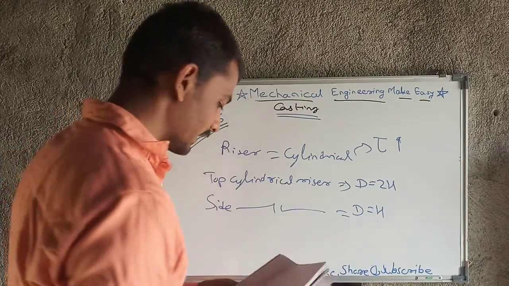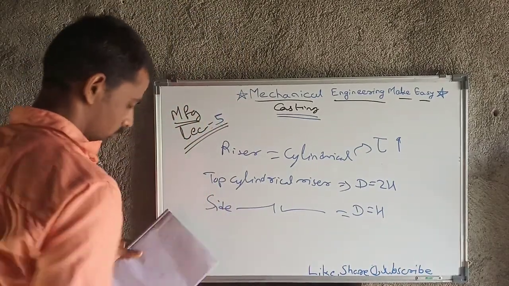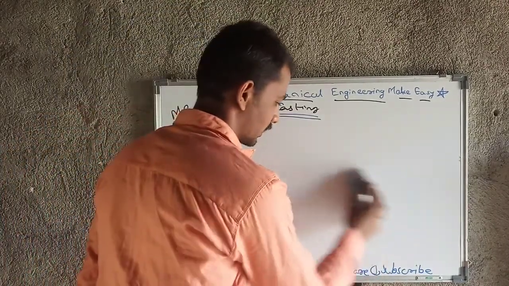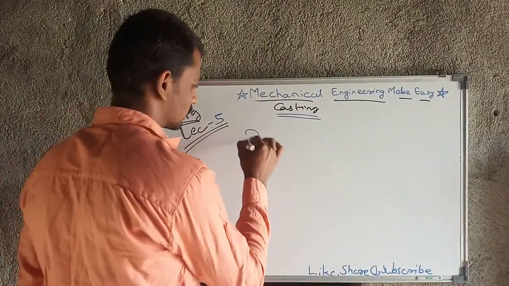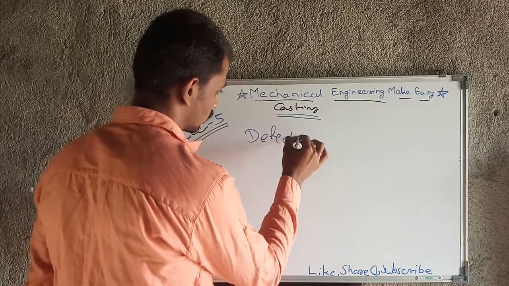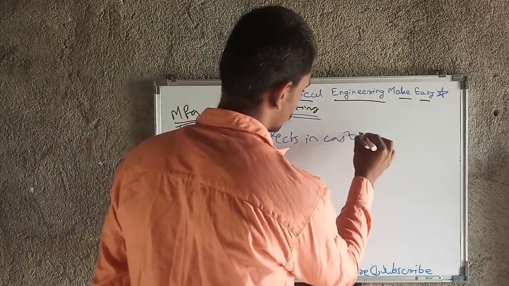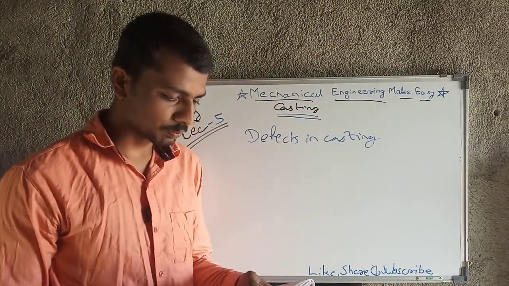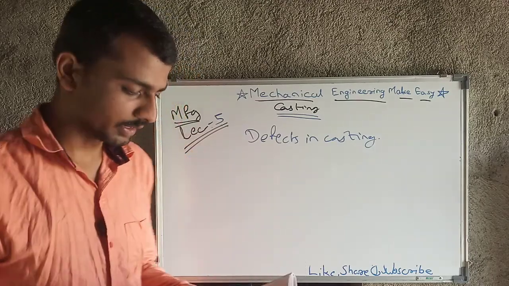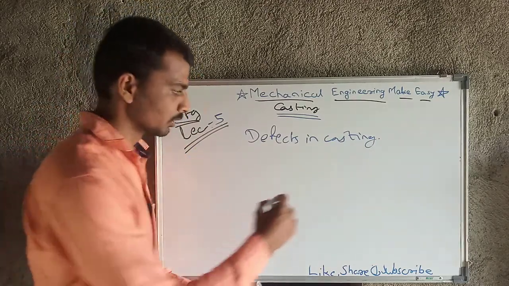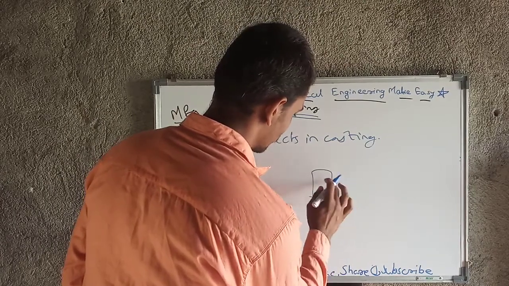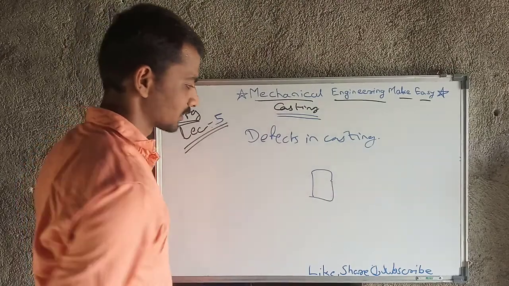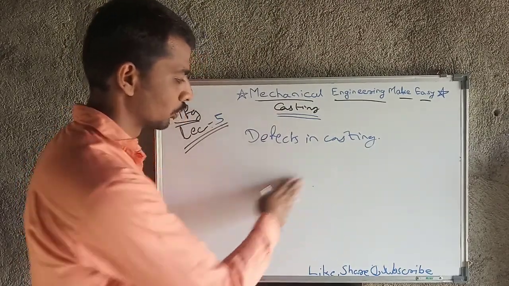Okay, then defects in casting. There are a number of defects in casting, like porosity and so on. What are they? First defect is blowhole. Blowholes are cavities in casting. Okay, if this is the casting, there may be a chance that a hole is created like this. So this is the cavity in that casting. This is called a blowhole.